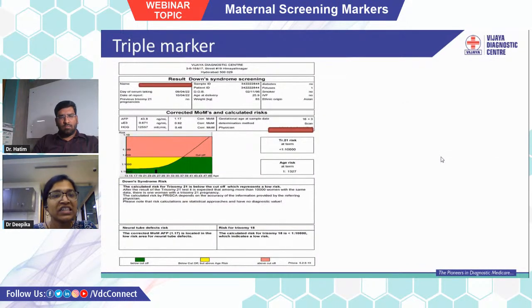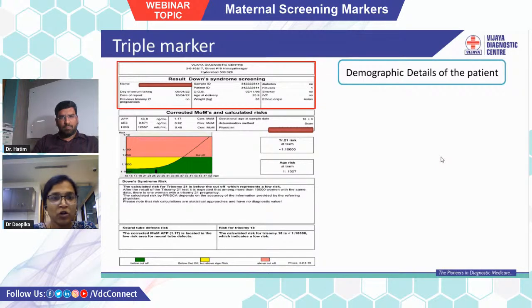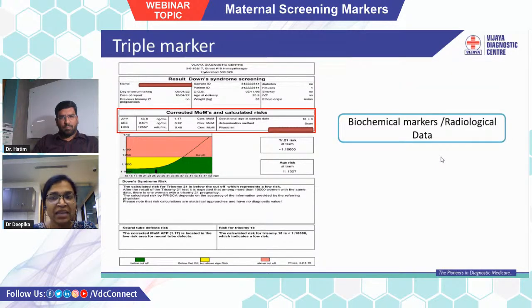Then this is a graph of a triple marker. The first column is the demographic details, then biochemical markers. Here, since it is a triple marker, we have AFP, unconjugated estriol, and HCG. And the radiological data which we will be taking is the gestational age by scan, and mostly we will be taking the biparietal diameter. If it is not available, we will be going for the scan data.